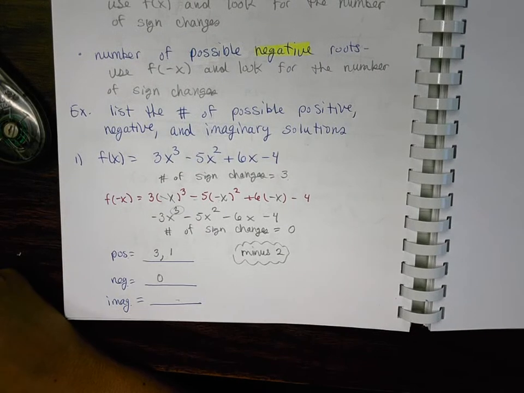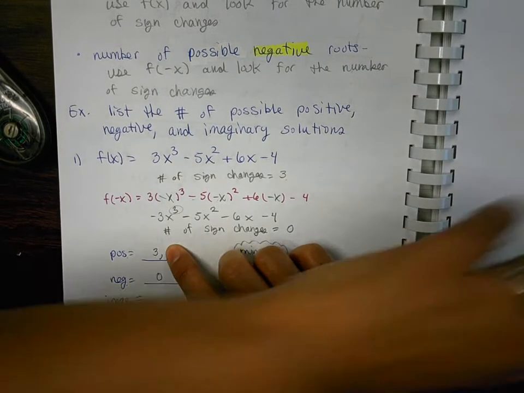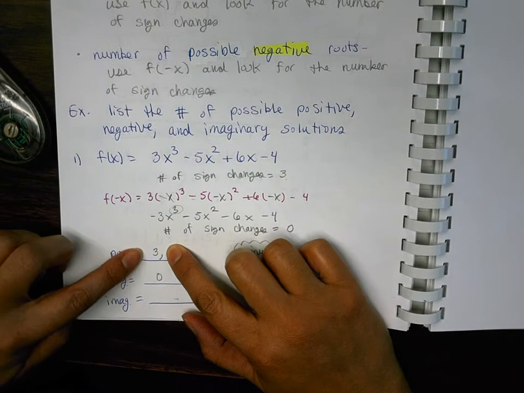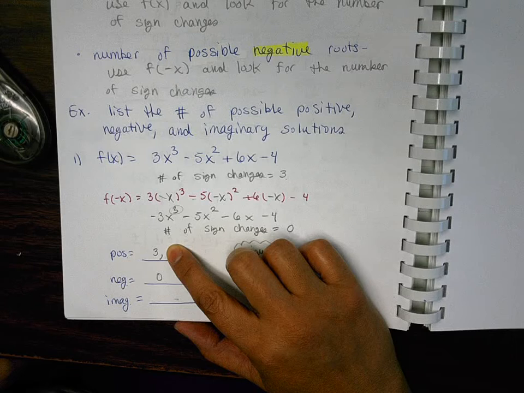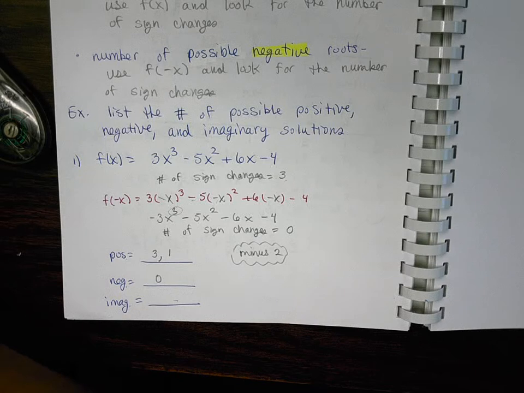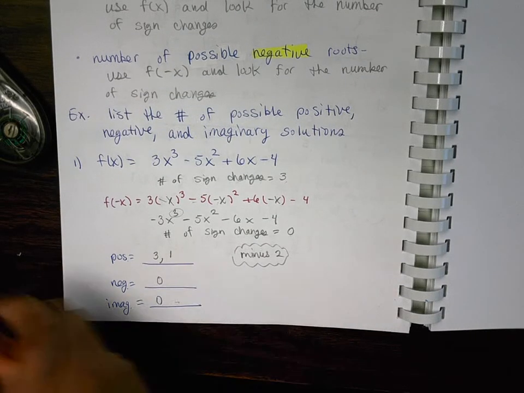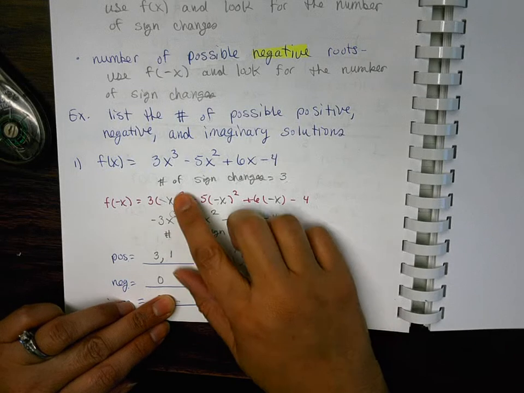All right, imaginary. Here's how imaginary works. We know the degree is 3, so I'm going to end up with 3 solutions. So I'm going to cover this one here. If all 3 are positive and none are negative, how many could be imaginary? 0. Do you guys see how he got that?